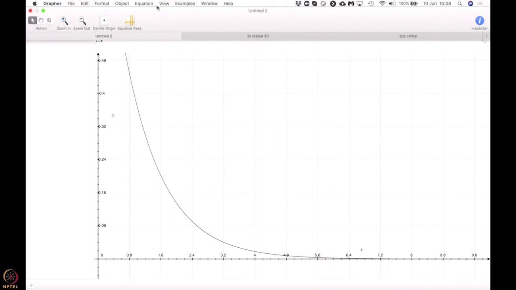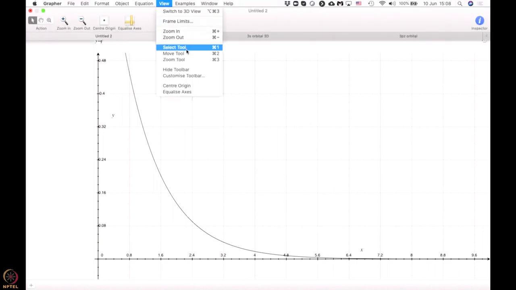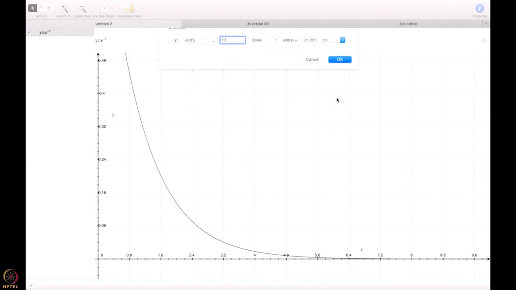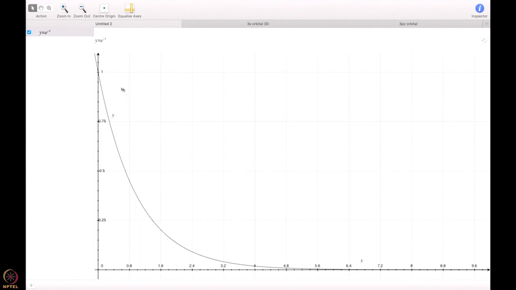So, let me change this frame limits. Minus 0.1 to 10 is fine, it is just that the maximum will definitely go beyond 1. So, well, we will go to 1, so I will make it 1.1. Okay. Please neglect the one that goes this side. This is a simple exponential decay. Okay. Now, this is a very drab one dimensional plot, is not it?